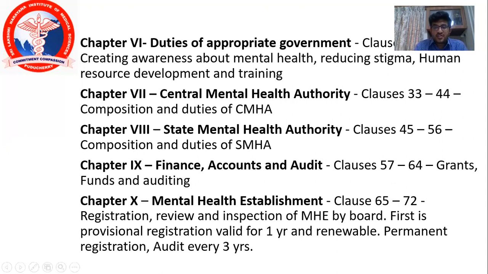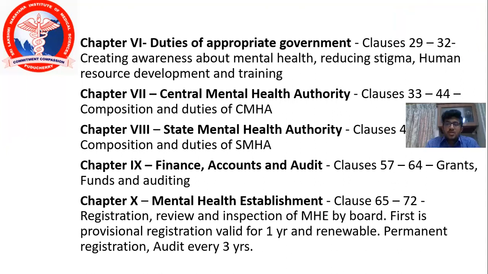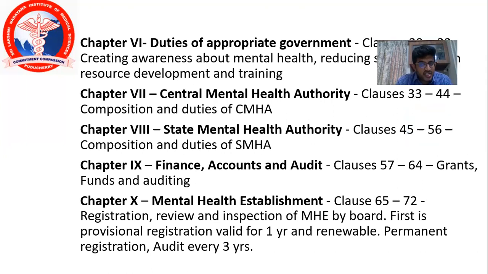Okay. So the duties of the appropriate government. Clauses 29 to 32 deal with creating awareness about mental health, reducing stigma, human resource development, and training. Chapter 7 deals with the Central Mental Health Authority. Clauses 33 to 44 deal with the composition and the duties of the Central Mental Health Authority. Chapter 8 deals with the State Mental Health Authority, under clauses 45 to 56. That will tell about the composition and duties of the State Mental Health Authority.